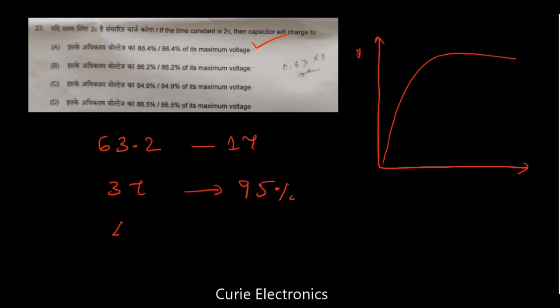Then what about 4 tau? 4 tau, it will get charged about 98.2%. 5 tau, generally we will consider as fully charged. So it becomes 99.3%. So let's move to the next question.